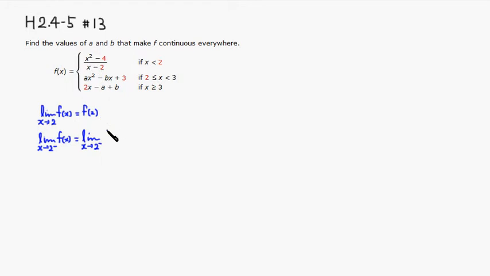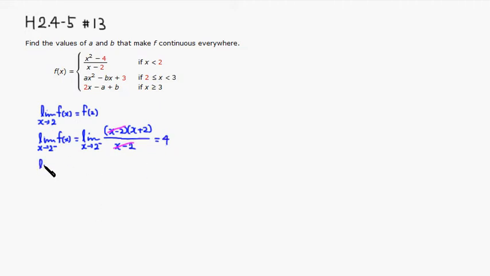Since it's approaching 2 from the left, we have to use this first formula. So limit as x approaches 2 from the left, right? I'm going to go ahead and factor it out. So x squared minus 4 would be x minus 2 times the quantity x plus 2, over x minus 2. Right? Then we can cancel common factors on top and bottom. Then basically plug in x equals 2. So 2 plus 2 is going to be 4. Right? So this is the left-hand limit.